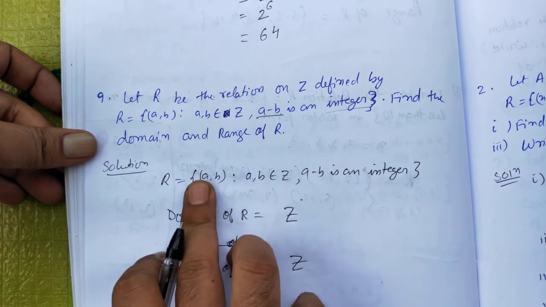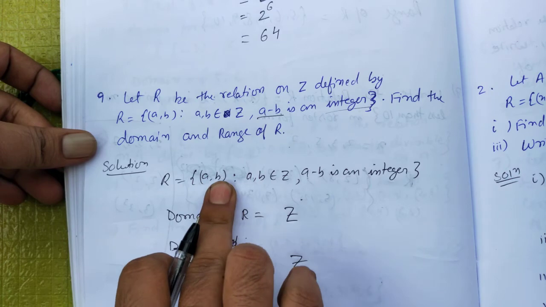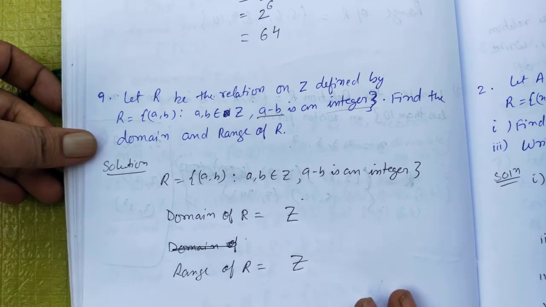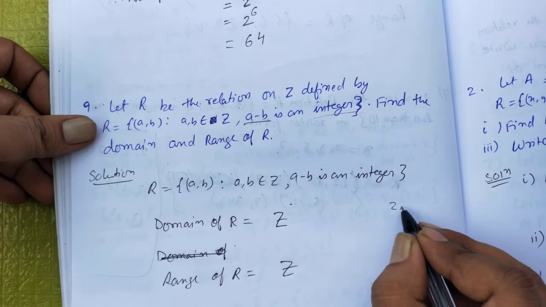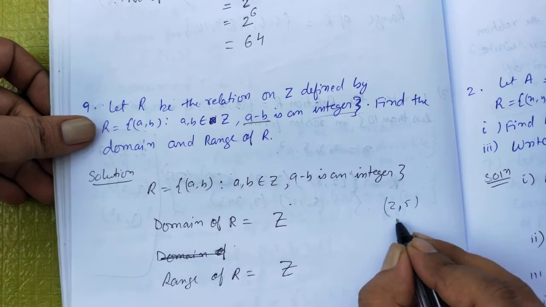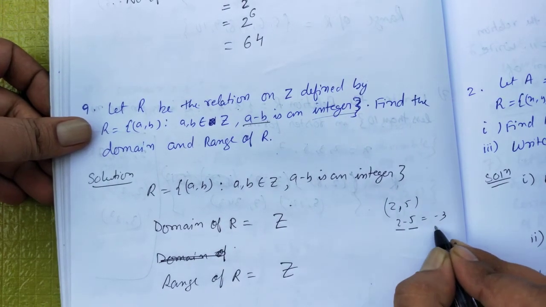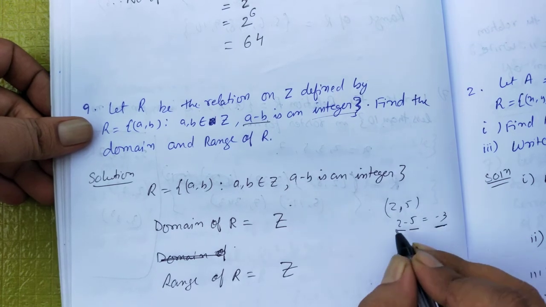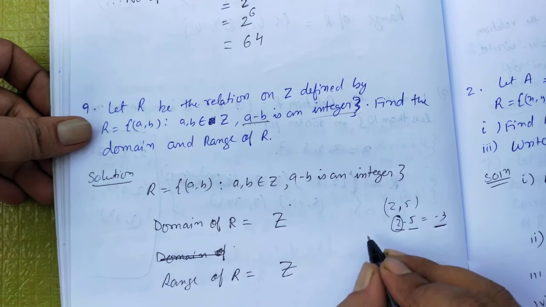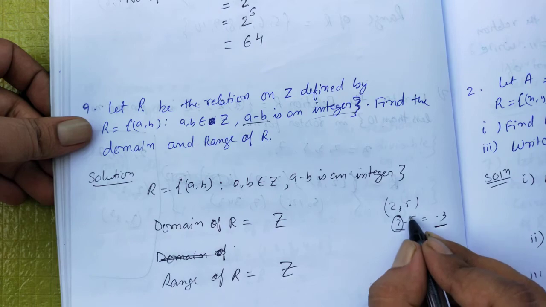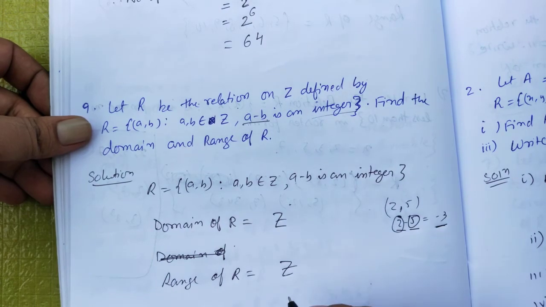The first number, domain will be also integers. Second number also will be integers. Clear? For example, if I take 2, 5, 2 minus 5 is minus 3. This is also an integer, this is also an integer, this is also an integer. So it's satisfied. So the domain also becomes integers. Even the range also becomes integers.